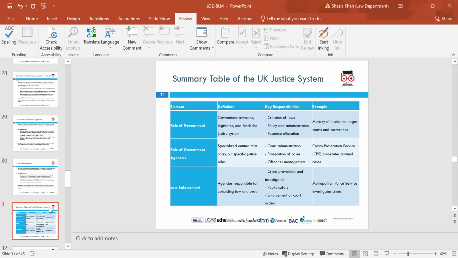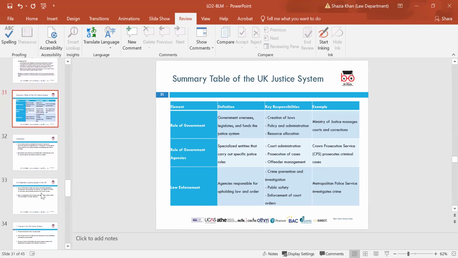The summary here identifies the UK law, so the role of the government. It identifies the role of government agencies and law enforcement. So have a look at that in your own time, because we've been through that. I don't want to repeat that again.